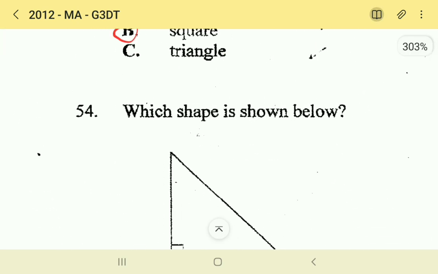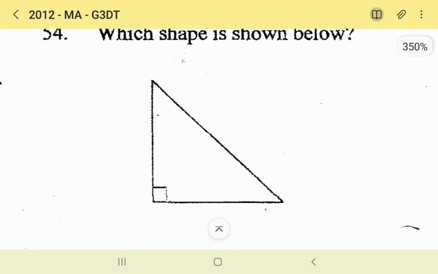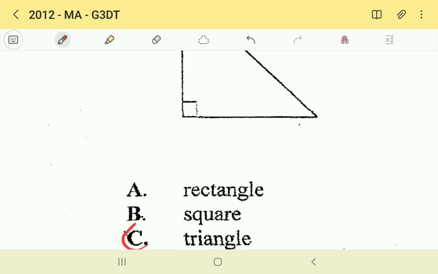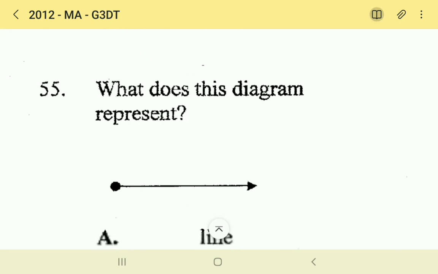54. Which shape is shown below? So here we have it. A 3-sided polygon or shape is a triangle. So that's at C. Triangle. Good job.